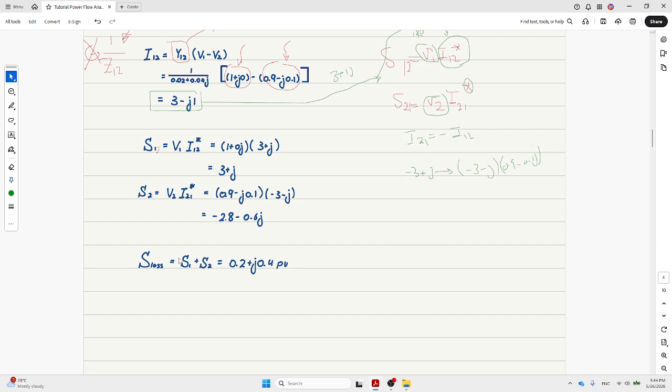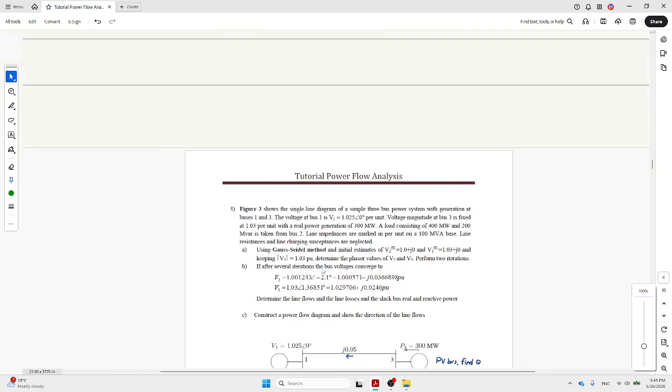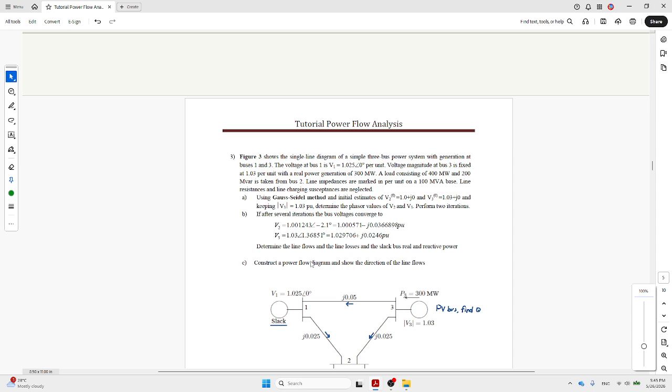Then the losses are S12 minus S21, or S12 plus S21. Since we changed the direction, just add up these two values and you can find the losses. This value is presented in per unit. If you want to convert it to real value, you should multiply it by 100 megavolt-amps. So the value is 20 plus 40j. This is megawatts, and this is megavolt-amps reactive. So this is the second part of the second question.